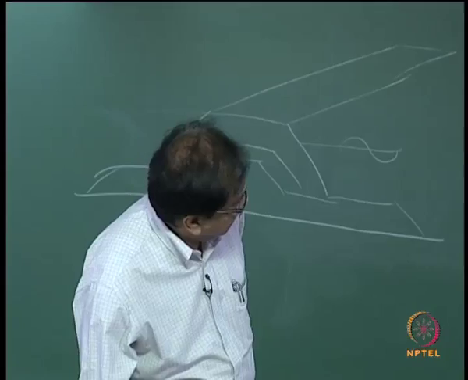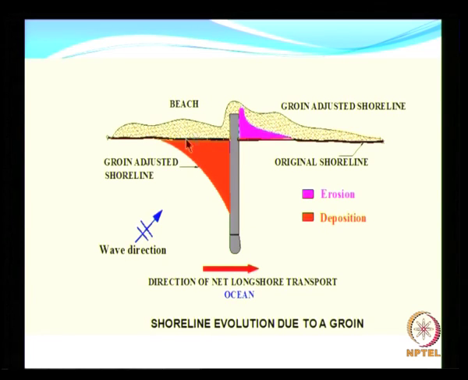So, now you see, by having a single groin, you have the advancement of the shoreline on the updrift side and erosion on the downdrift side. This is a universal problem, wherever you construct, this is what is going to happen. But can we stop construction of structures? For some reason or other we might need the structures.